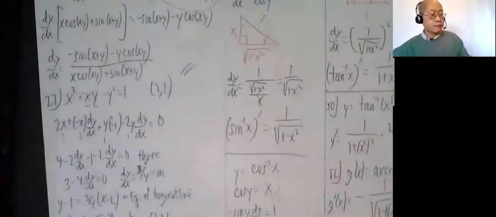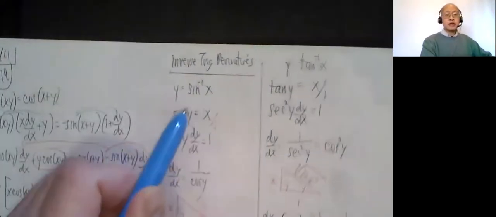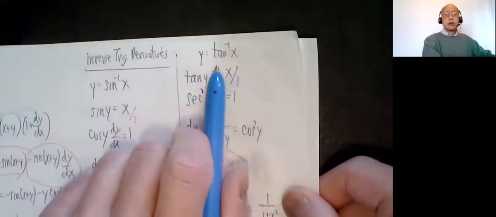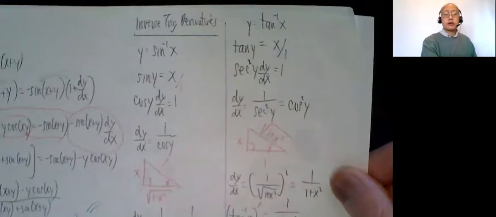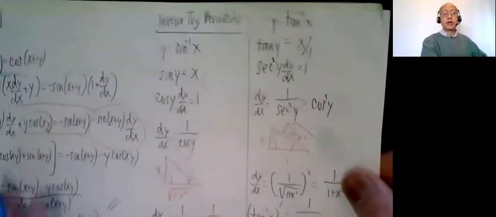All right, the inverse trig derivatives, just the inverse sine, cosine, and tangent. There are derivatives for inverse secant, cosecant, cotangent. We're not responsible for them, so I'm not going to hold you to those.